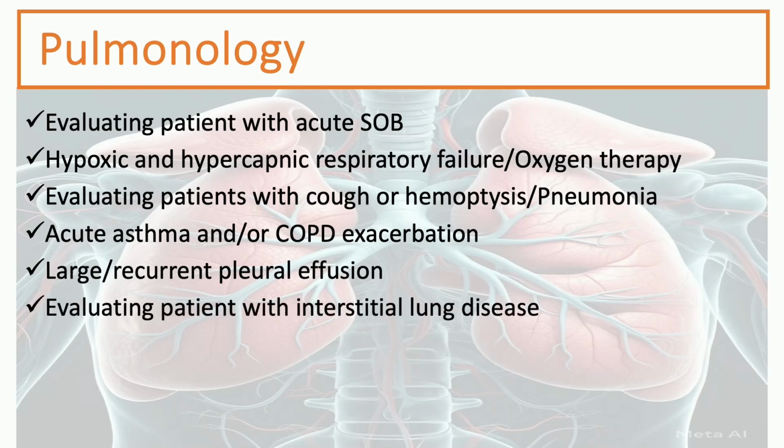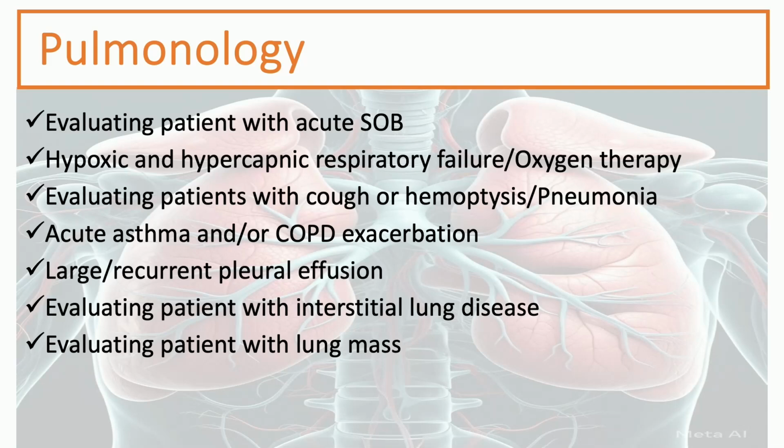Evaluating a patient with interstitial lung disease, especially when they come in with acute exacerbations, how to treat them, and when to get the pulmonologist involved to care for them with you. Evaluating a patient with lung mass, also very common. What are the risk factors associated with that? Is it serious? Is it not serious? And how to do appropriate follow-up for these patients when they get discharged.